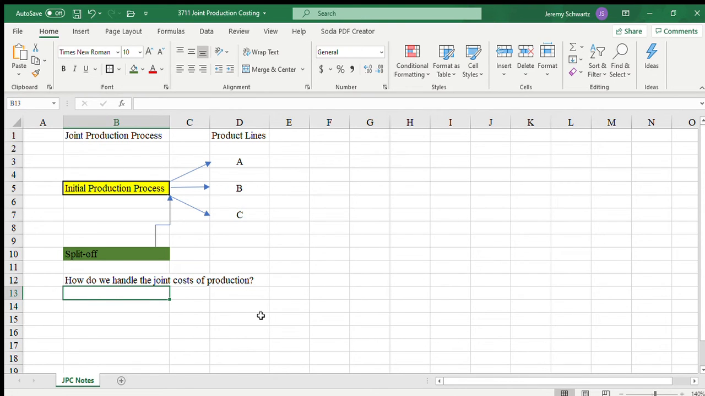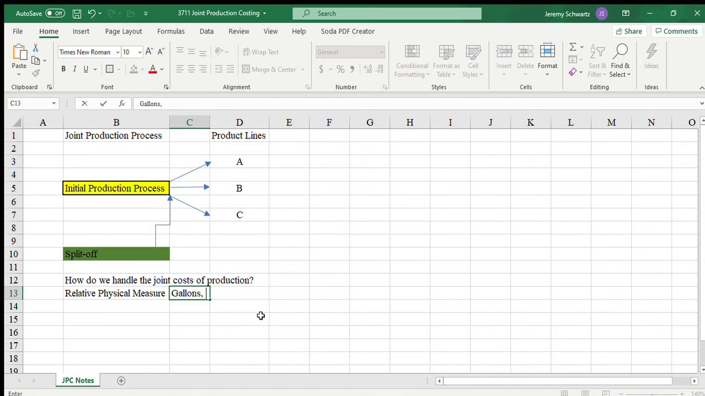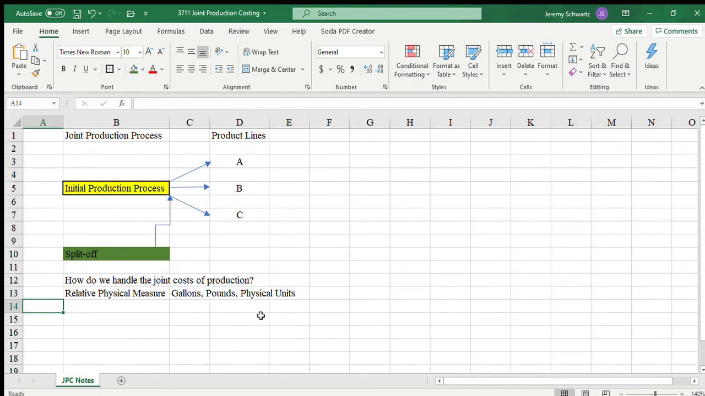So the first method would be allocation of costs based on the relative physical value. So relative physical value or physical measures method. So for instance, we could be dealing with gallons, pounds, whatever the physical units are. So that would be one method by which we could allocate the joint cost of production. So that would be one.